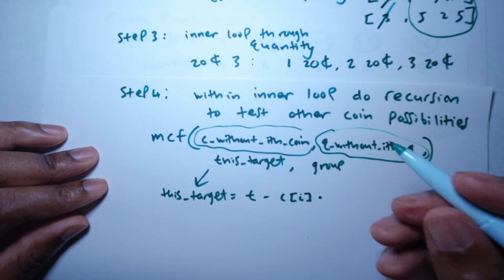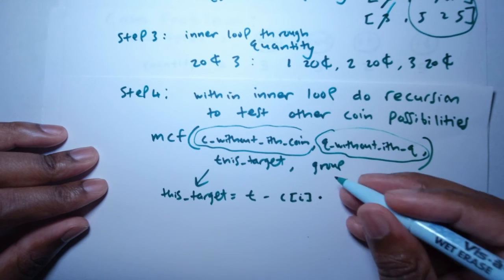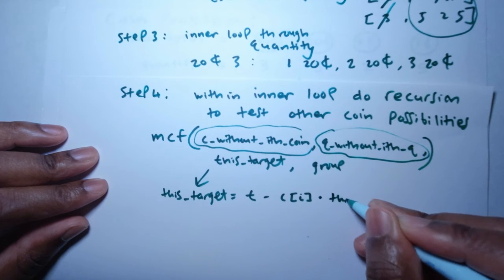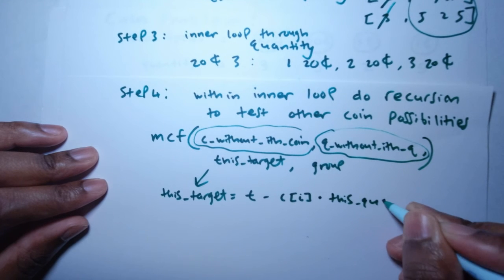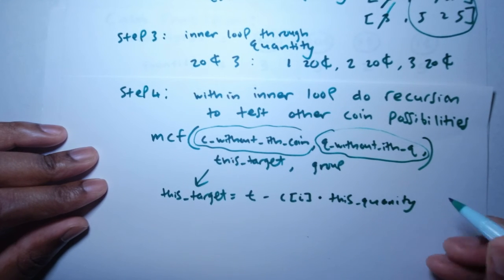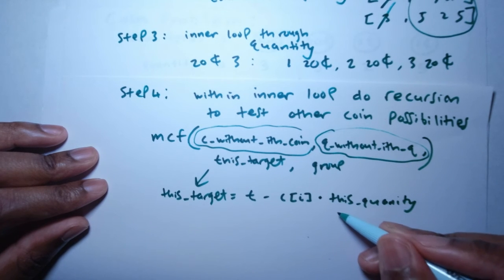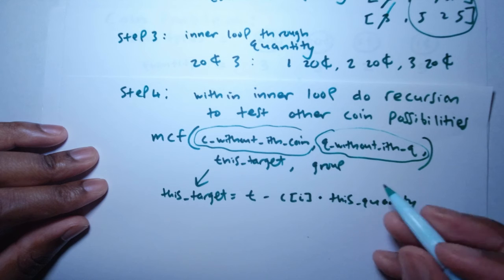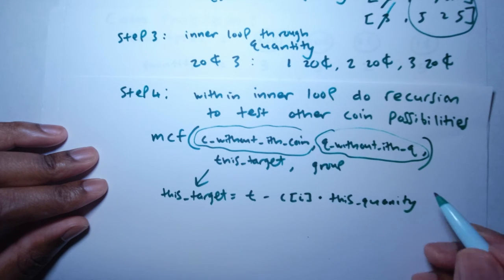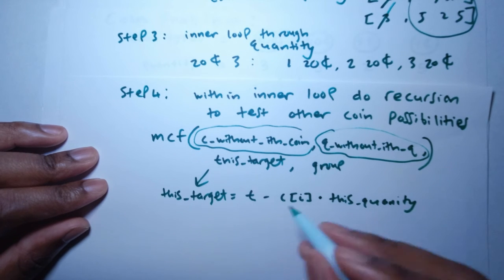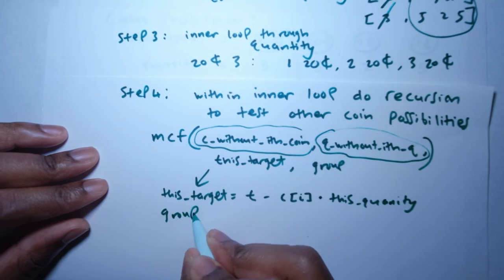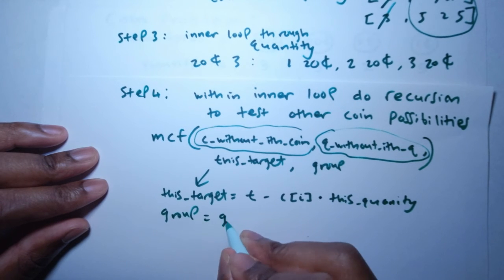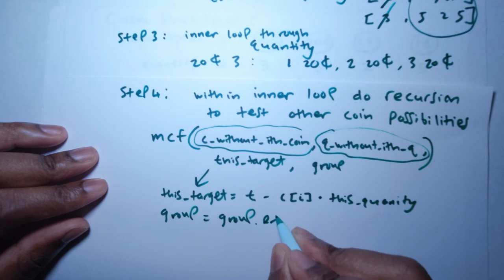coin that we've selected. So remember, we're looping through the quantity. So we'll call this quantity. If you recall, if we're looking at the 20 cents, this quantity would go from 1 all the way to 3. So this is going to be changing every single time. So that's important. And the group, what we will do here is we'll do group is equal to group dot extend.